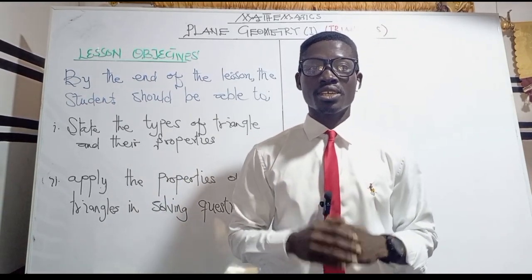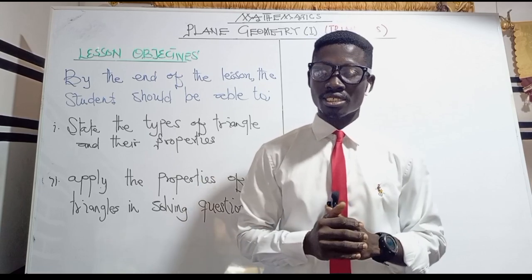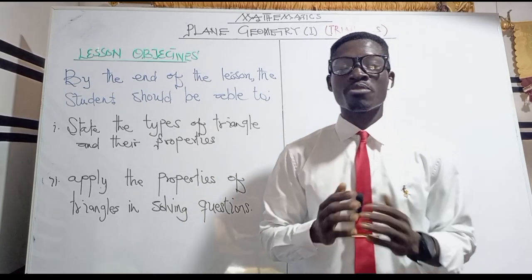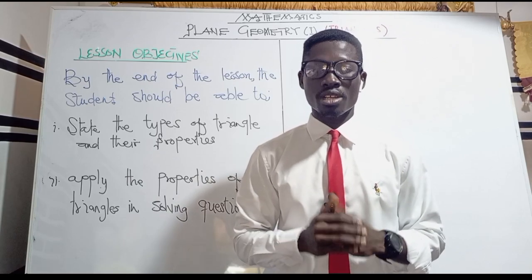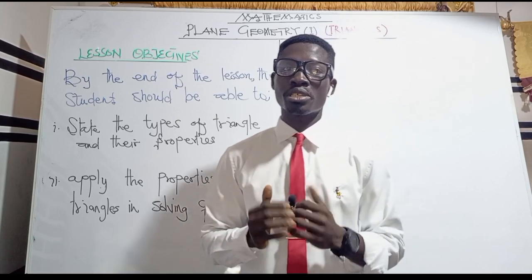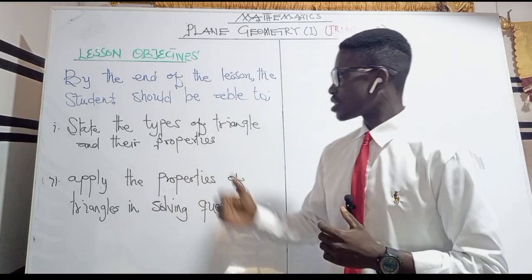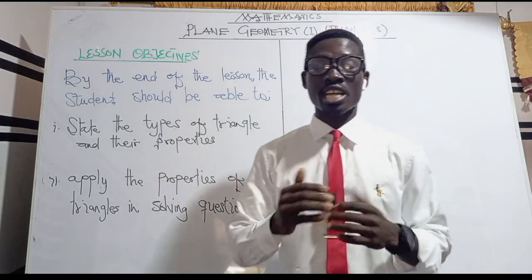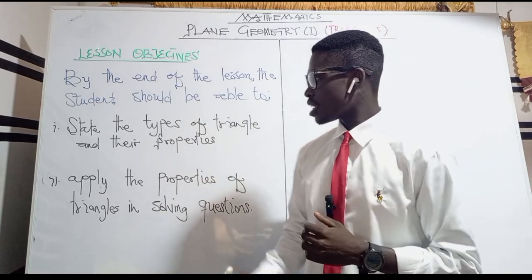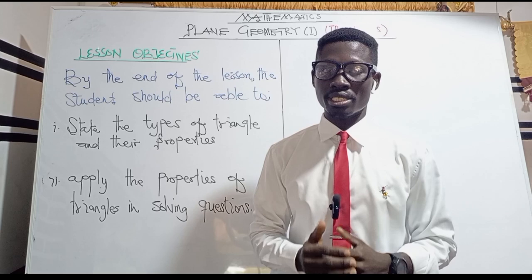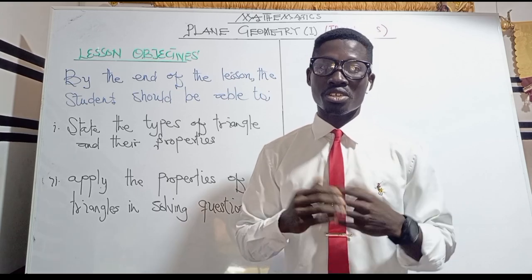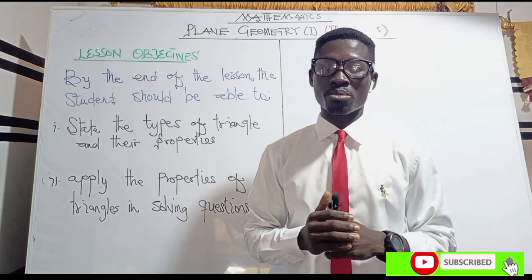In today's lesson, we shall be looking at triangles. But before that, let's look at the lesson objective for today. By the end of today's lesson, you, my students, should be able to state the types of triangles and their properties, and then you should be able to apply the properties of triangles in solving questions on triangles. So without wasting time, let's set the ball rolling.